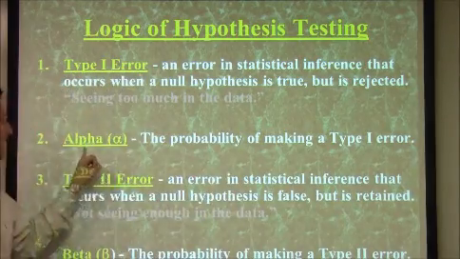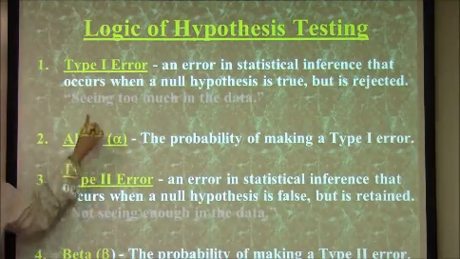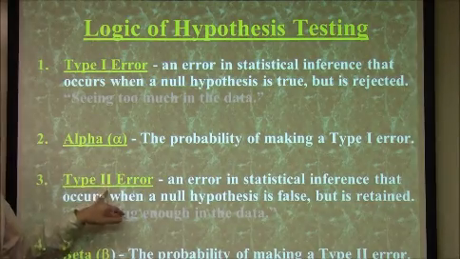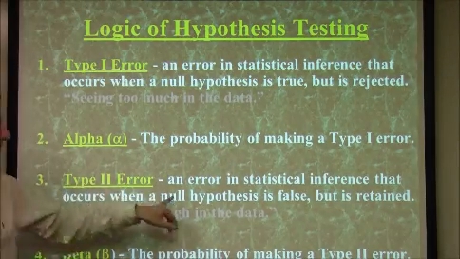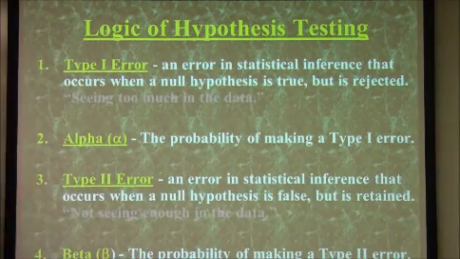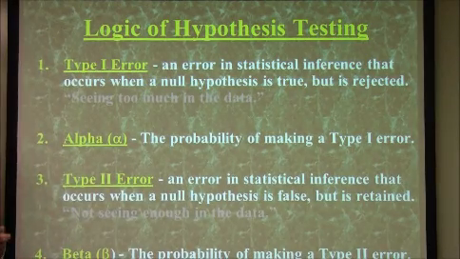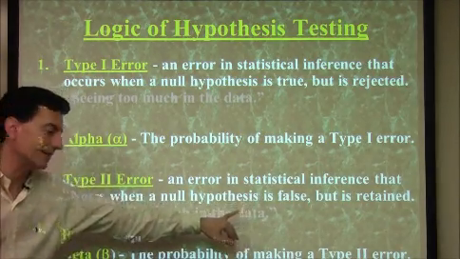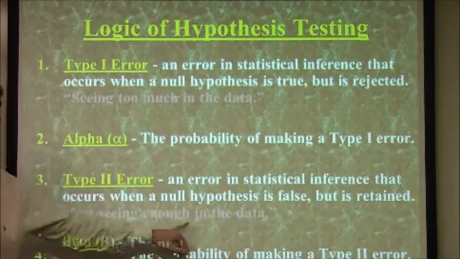And that's easy to remember because alpha is the first letter of the Greek alphabet and it goes with type 1. The second letter of the Greek alphabet, beta, goes with type 2, so that should be very intuitive to you. Recall that the type 2 error is an error in statistical inference, as we're doing our inferential statistics, that occurs when a null hypothesis is false but is retained. Okay? So not seeing enough into the data.